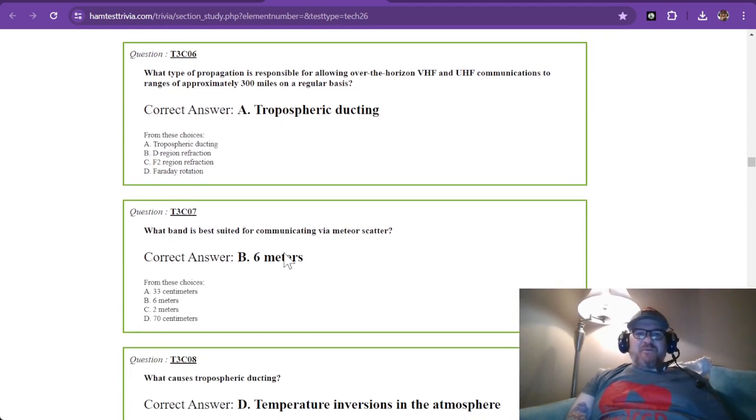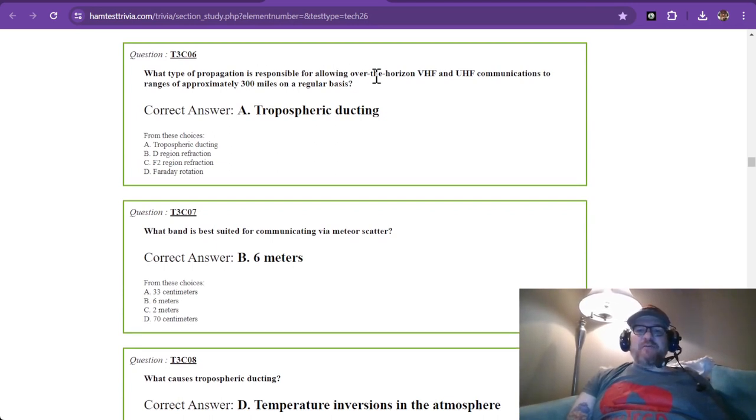Now, this is a fun one. What type of propagation is responsible for allowing over the horizon VHF and UHF communications to ranges of approximately 300 miles on a regular basis? And this is tropospheric ducting.